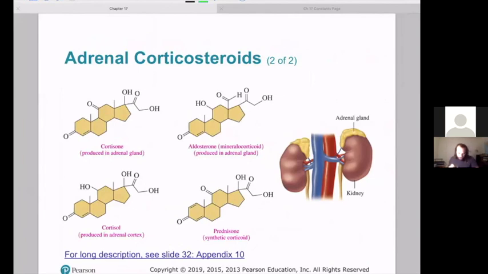And again, you can just see by looking at these various molecules that they all indeed have that same steroid nucleus, right? So they're all derived from that same source. Your body is making these, and largely it's cholesterol that it's pulling from when it's making these.